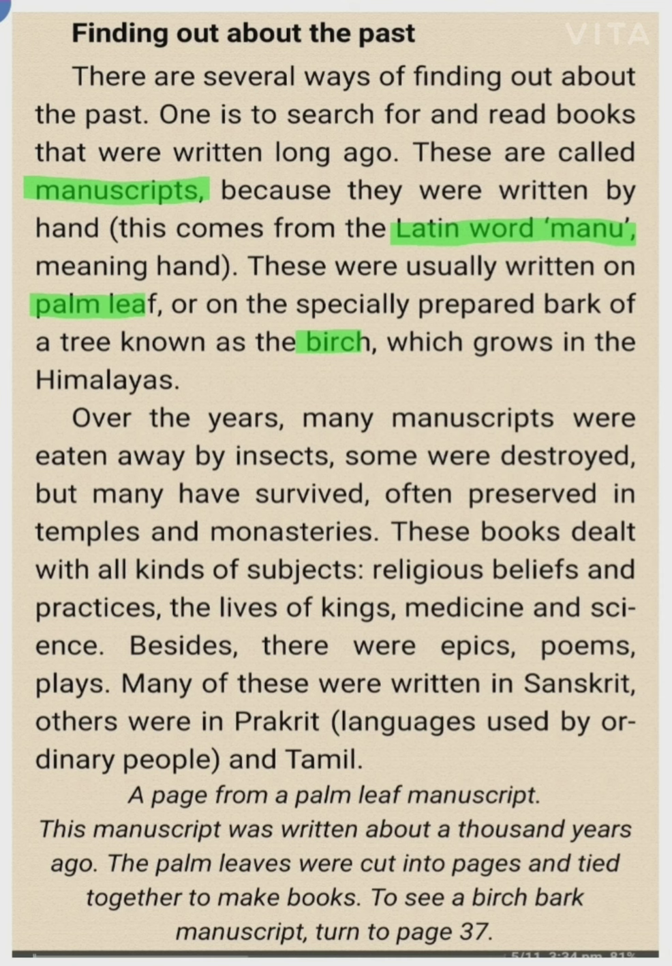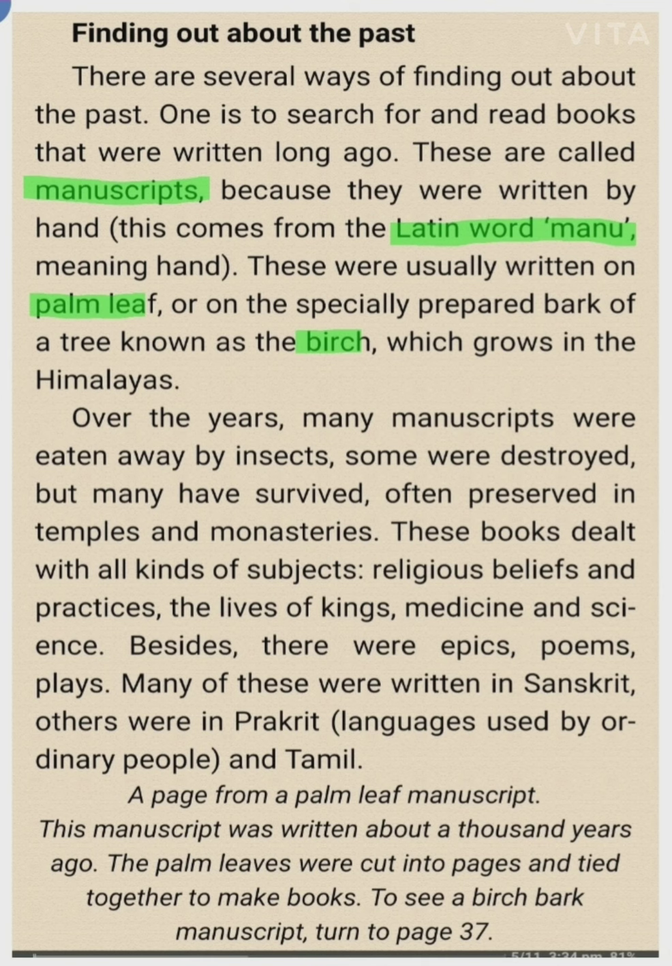We also get to know about medicine and science, which medicines were used, what was the use of Ayurveda during those times, and how science grew in the future. Besides, there were epics, poems and plays. So besides the manuscripts, there were many epics, poems and plays written during those times, and they also help us get information about the past.